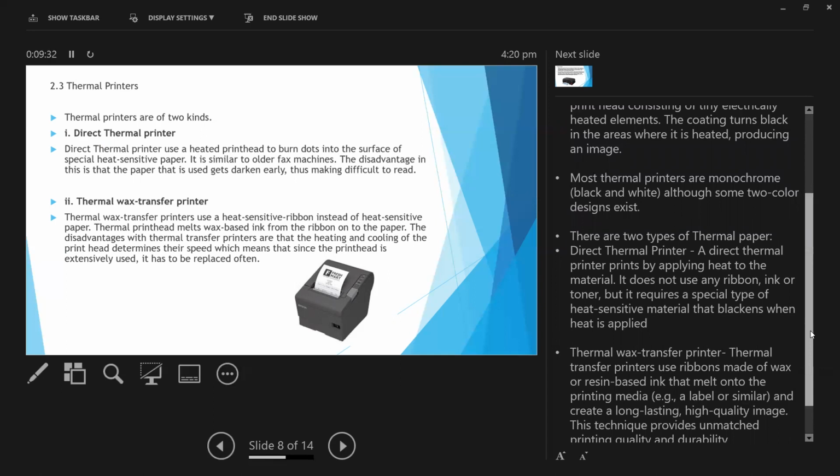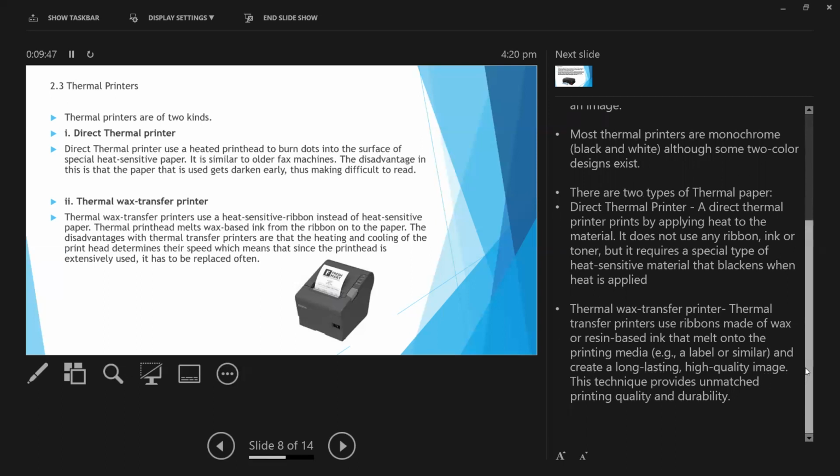When you look at a direct thermal printer, it prints by applying the heat to the material. It does not use any ribbon, ink, or toner, but it requires a special type of heat-sensitive material that blackens when the heat is applied. Thermal wax transfer printer uses ribbon made of wax or resin-based ink that melts onto printing media, for example a label or similar, and creates a long-lasting, high-quality image. This technique provides unmatched printing quality and durability.